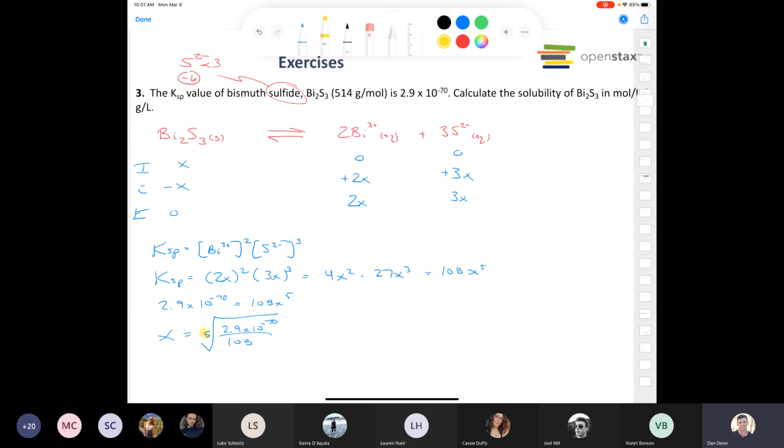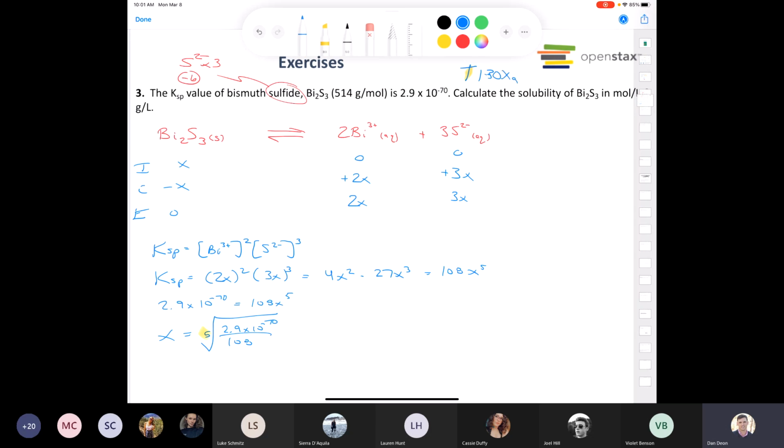Now I have two calculators that I routinely use when I'm teaching. The one that I'm using right now is a TI, a TI 30XA. Okay, this one doesn't solve polynomials.